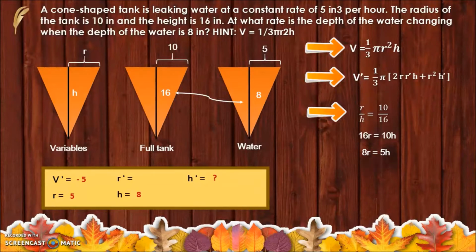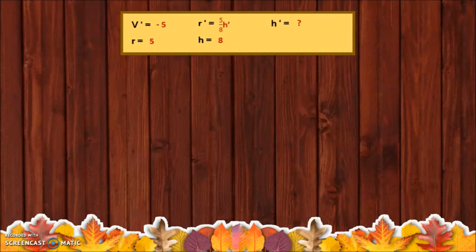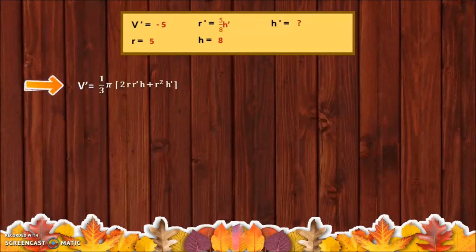Now we have to take the derivative, so we get 8r prime equals 5h prime. Now we're going to try to get r prime by itself, so r prime equals 5 over 8 h prime. Now that we have all of our variables, what we're going to do next is substitute in our equation. We're going to start with V prime, which is -5.